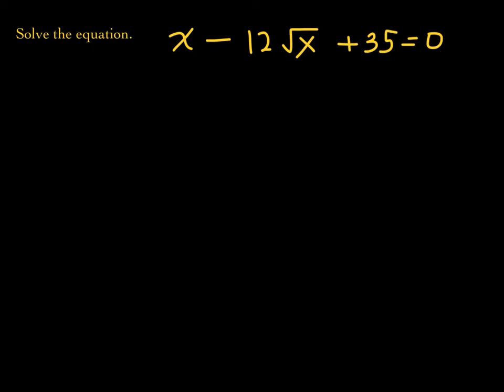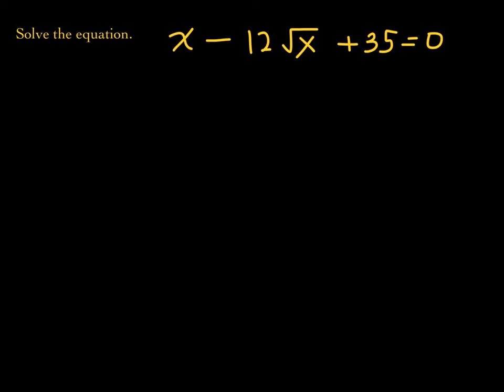Check out this next equation. x minus 12 times the square root of x plus 35 is equal to 0. Now, just FYI, this is not a polynomial equation at all, and that is because this variable x is being raised to the power of 1/2. That's the interpretation of this square root. All right, so what we're going to do is make a substitution.